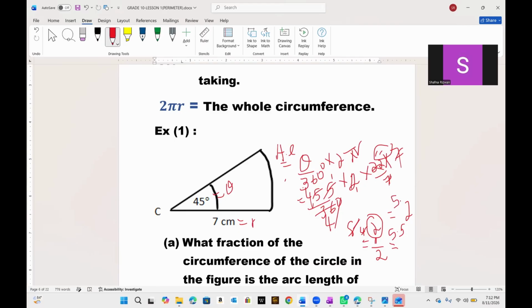So put here 5. And after that, how much is remaining? Then 5 twos are 10. 1 is remaining. Put 1 in the top. So the answer can become 5.5 or it can become 5 and 1 over 2. Understand? Did you all understand?